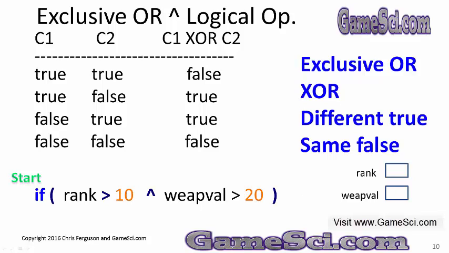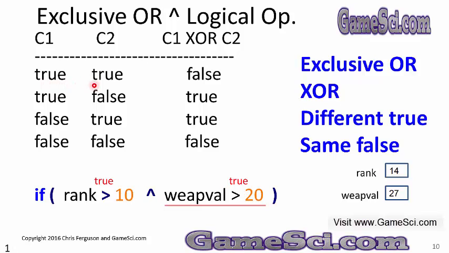We'll trace it and see how it works. We'll set 14 in the rank variable. We'll set 27 in the weapon value. And rank greater than 10 is a true statement. 14 greater than 10 is true. 27 in weapon value is greater than 20. 27 greater than 20 is also a true statement. So in the case of this exclusive OR operator, both my inputs are true.